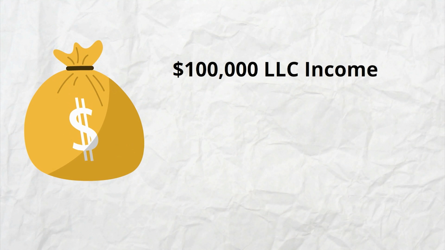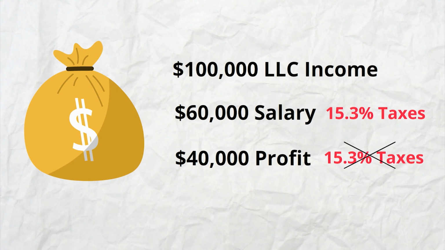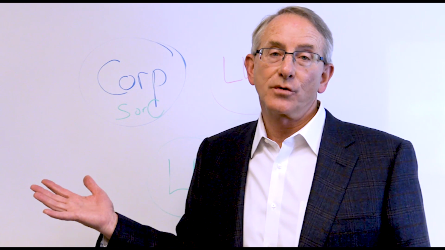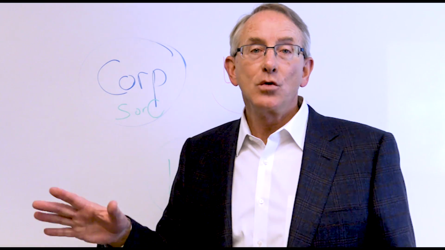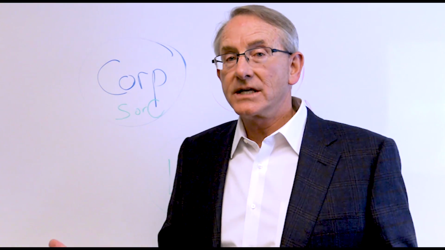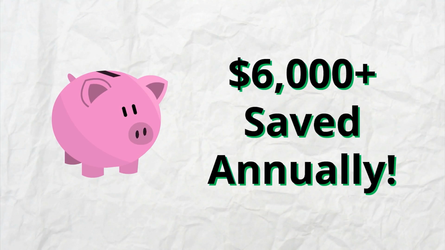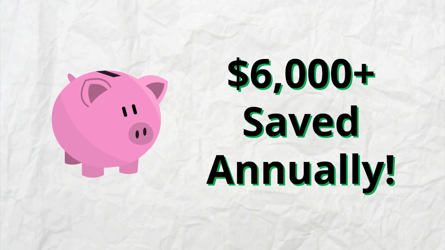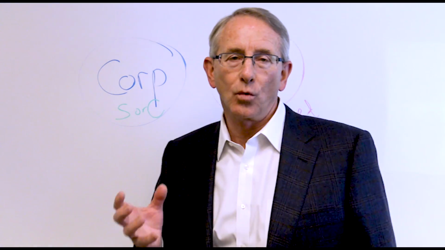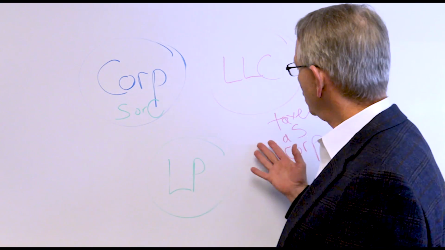For example, you have $100,000 of income, and a reasonable salary for someone to run this business would be $60,000. 15.3% is paid on the $60,000. But on the $40,000 in profit, you can take it as a distribution. You'll pay ordinary income tax on that, but you won't pay the 15.3% in payroll taxes. And so that can save you 15.3% of $40,000. That to me is somewhere over $6,000 a year. So we can save $6,000 a year by structuring this properly. And you'll work with your advisors. You want to have a team of advisors that will help you structure this properly.